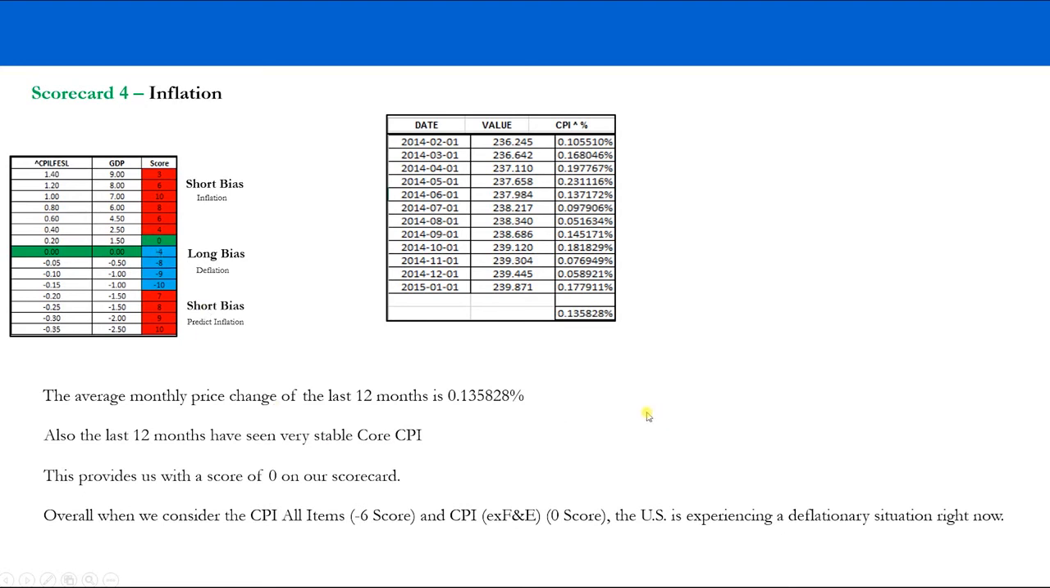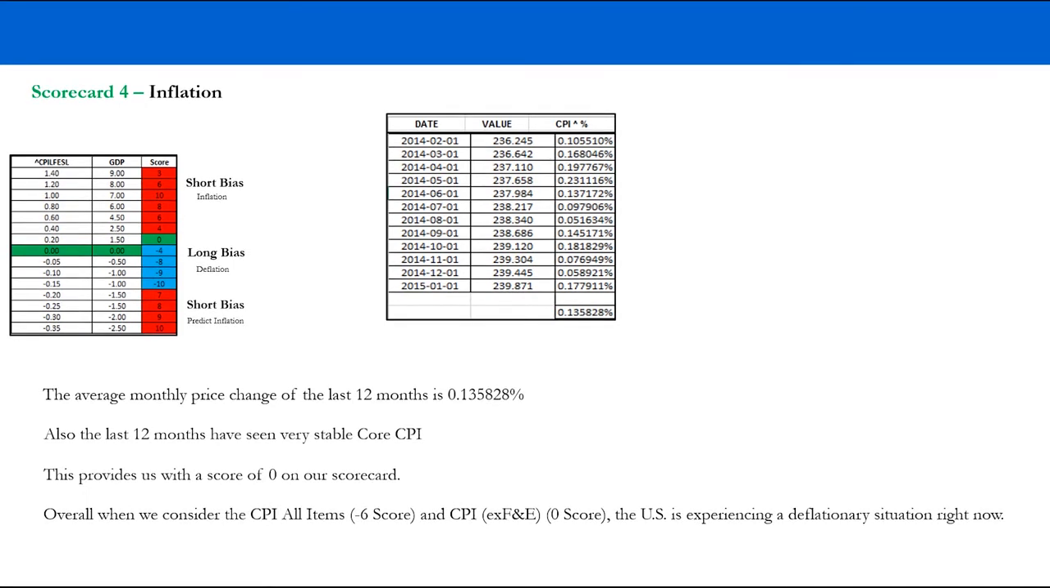But overall, when we consider the CPI all items, which gave us a -6 score, and CPI ex food and energy, which gave us around a 0 score, the US right now, when we only look at CPI, is experiencing a deflationary situation. Now, in the CPI all items, we can obviously read across here very easily and put this down to oil prices, because in the last 6-7 months, oil prices have come down by 50%.